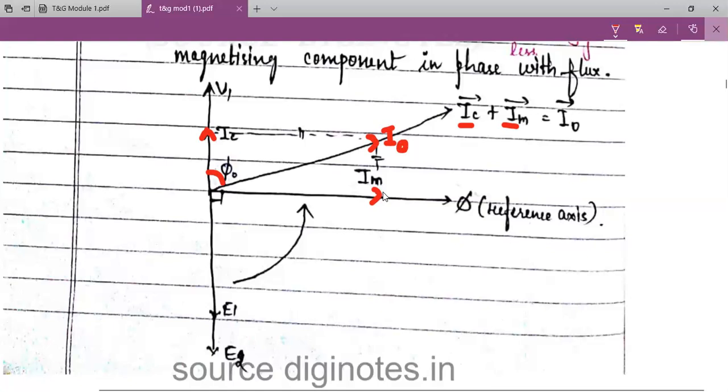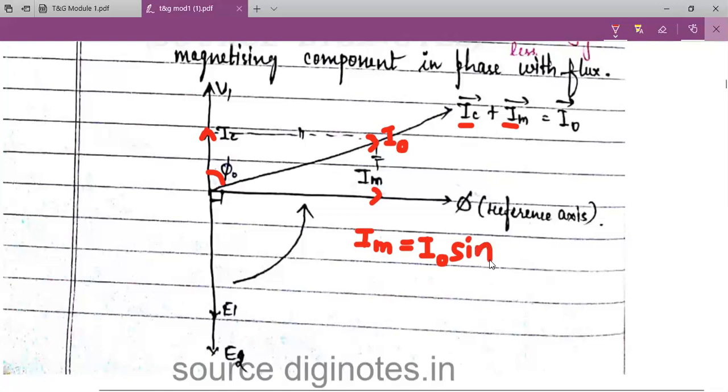Do you know anything about these components? Yes, sir, cos and sin. So how will we write this IM? IM equals I naught into sin of the angle phi naught. IM equals I naught sin phi naught.